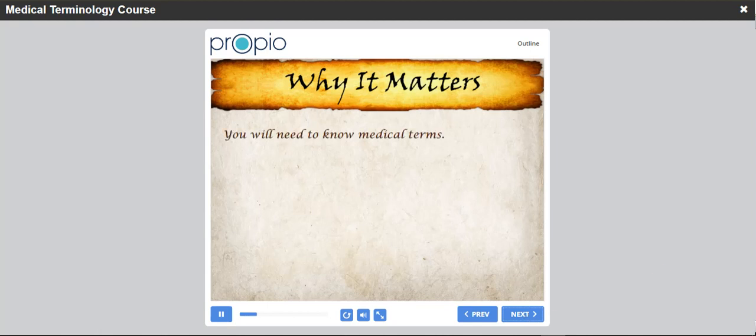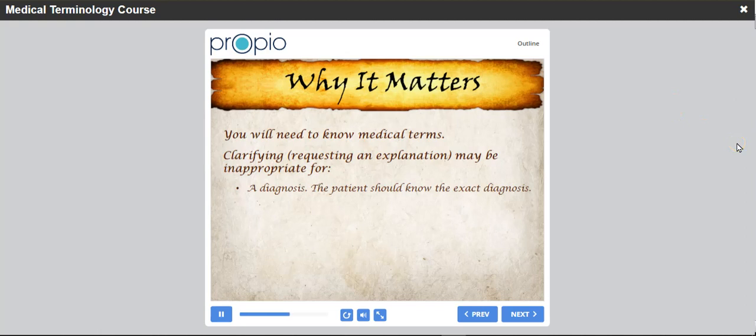You will need to know medical terms as a medical interpreter because clarifying, requesting an explanation may be inappropriate for a diagnosis. The patient should know the exact diagnosis, a test or procedure, surgery, some terms in discharge instructions.